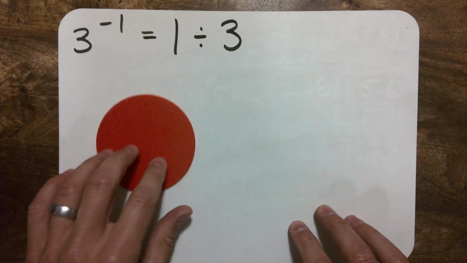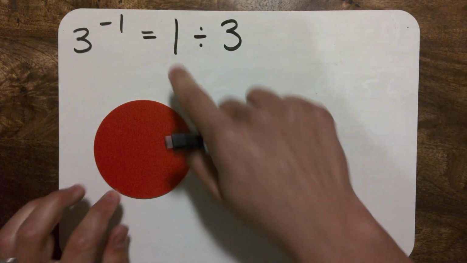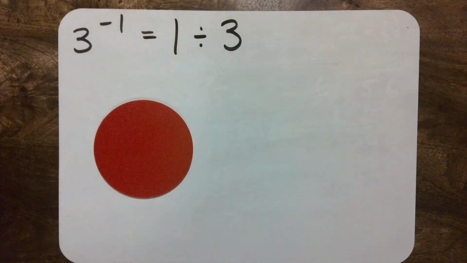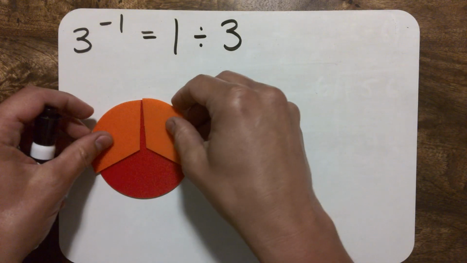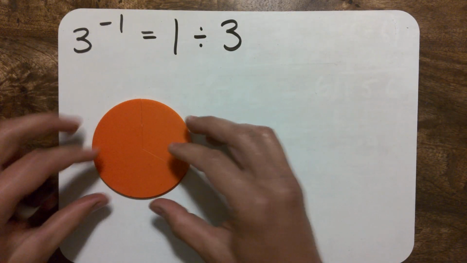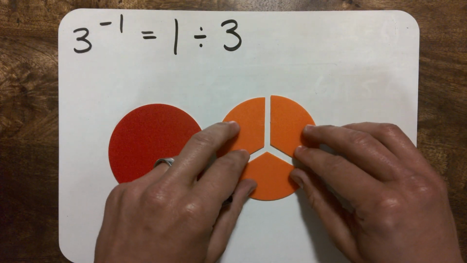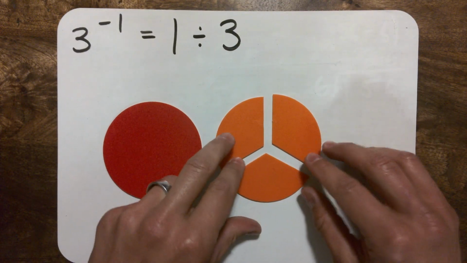Okay. So for our model for this, here we just have 1 circle, so that's going to represent 1. This is our 1. We want to divide that by 3. So divide it into 3 equal parts, and I'll stack this on here just so we can see it's the same size first, and then spread them out. Alright, so we're going to divide that into these 3 equal parts. Okay, so that's dividing by 3.